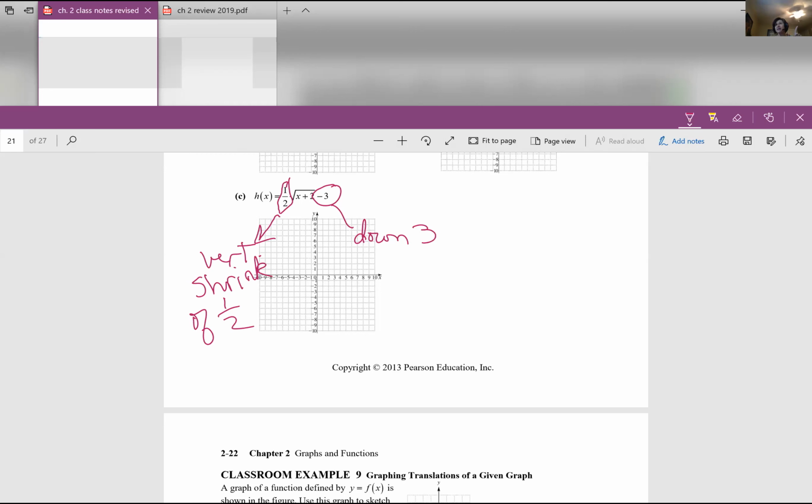Okay, Patrick says left 2. Do y'all agree? Yep. Yes. And because it's happening just to the x, notice the only part under the square root is x plus 2. So that plus 2 happens to the x before anything else happens to the x, and that plus 2 lets you know this thing's going to shift left 2.